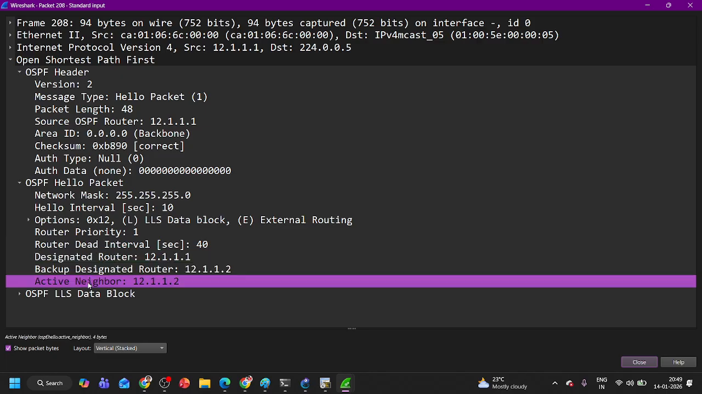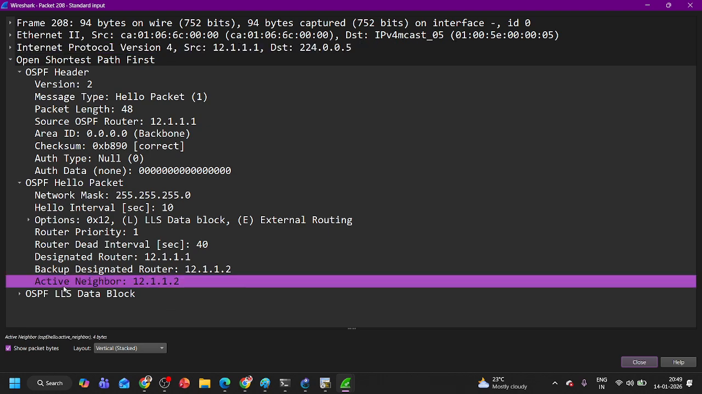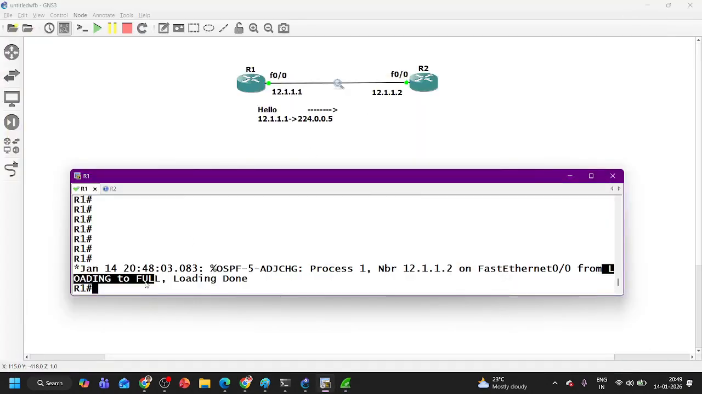And here is the active neighbor information as well. It means router 1 is sending this hello message. You can see source IP 12.1.1.1. It is telling its neighbor, bro, there is bidirectional connectivity. I know you, right? I know my neighbor. You are my neighbor, active neighbor. It is just to check bidirectional connectivity.